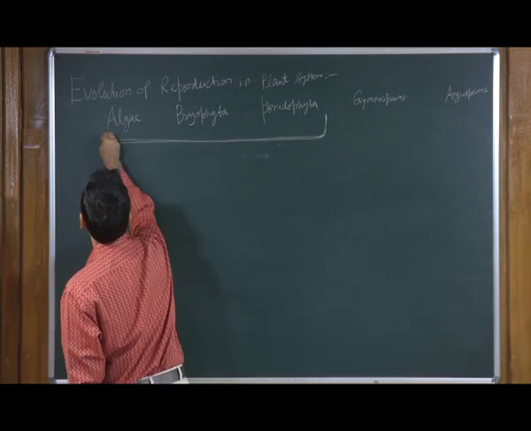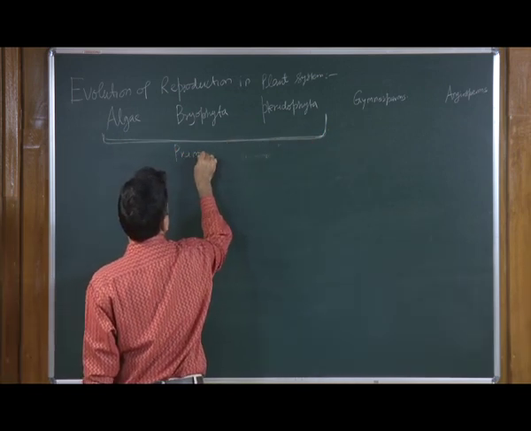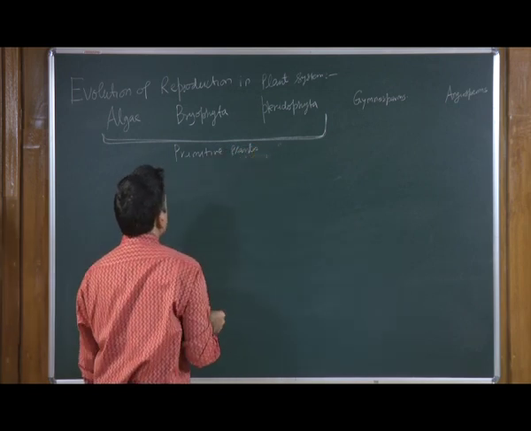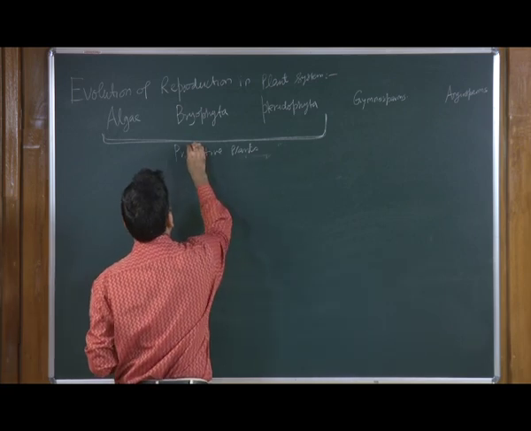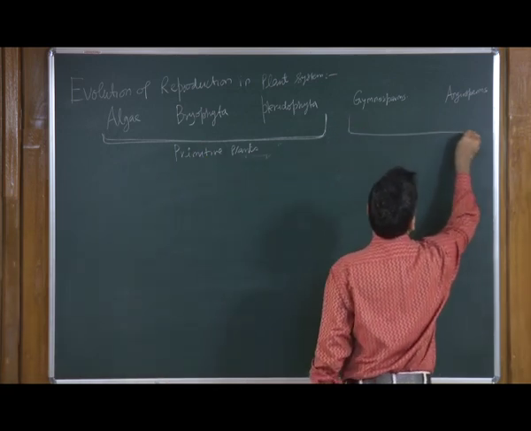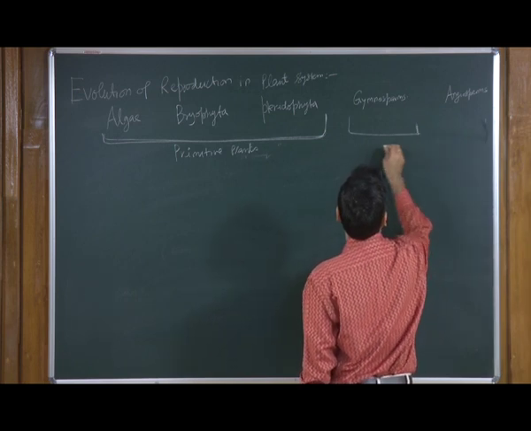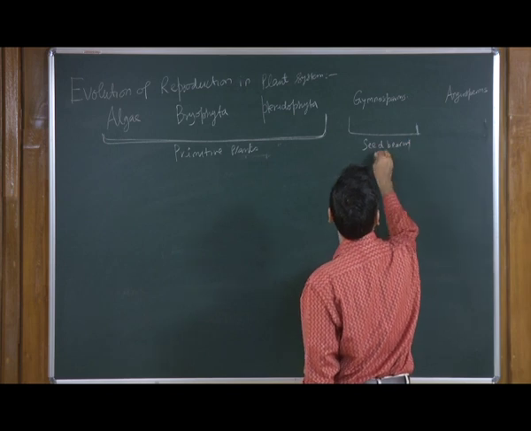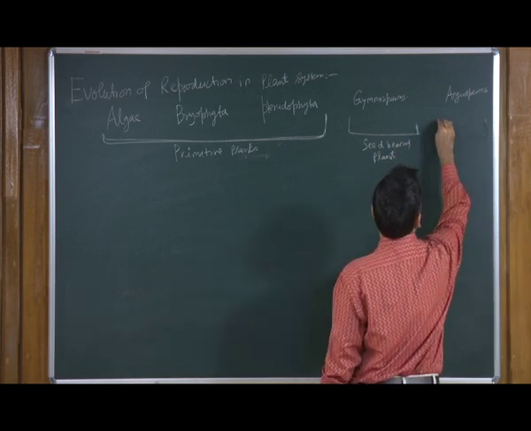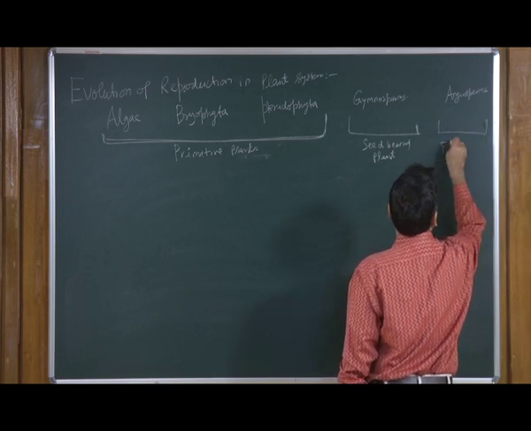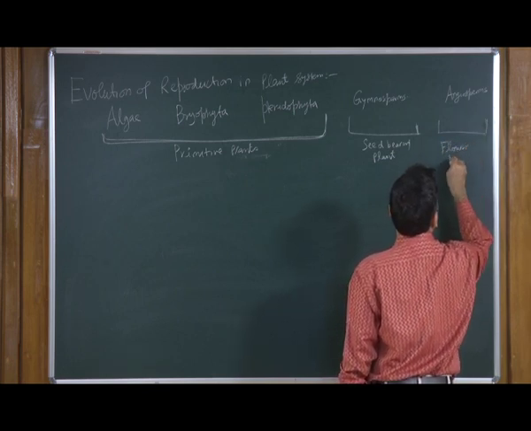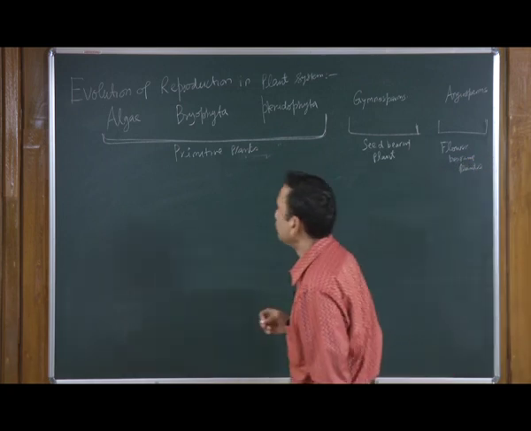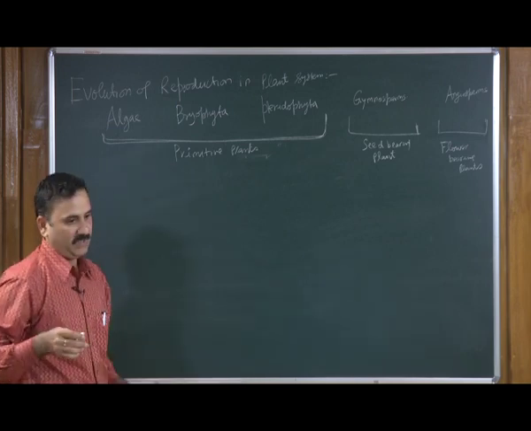These are the primitive plants, or I will say primitive plant-like, okay, whereas this is the seed bearing plant, the first time when the seed has appeared, and these are the flower bearing plants. Okay. So, how does the reproduction mechanism work in this?